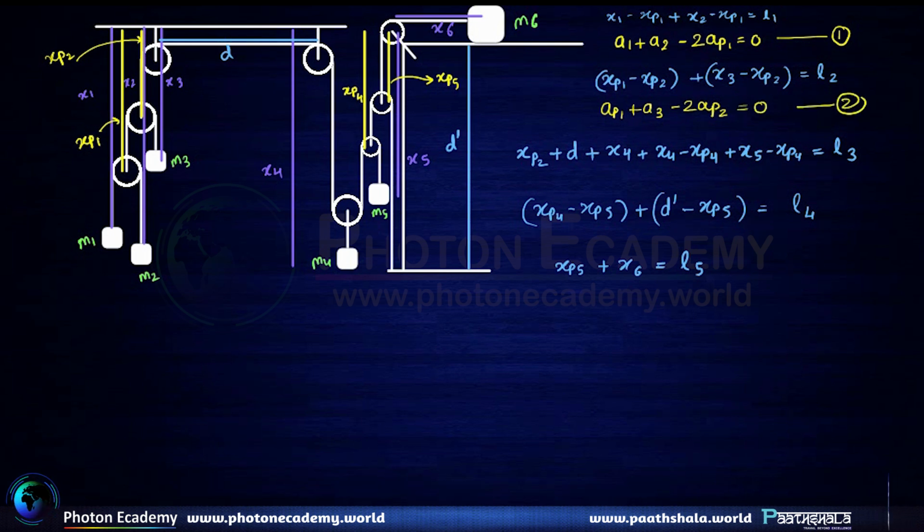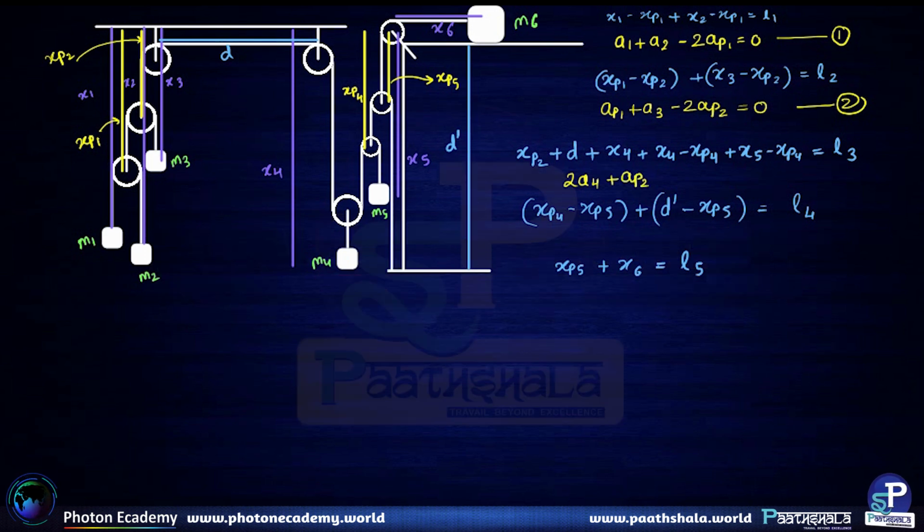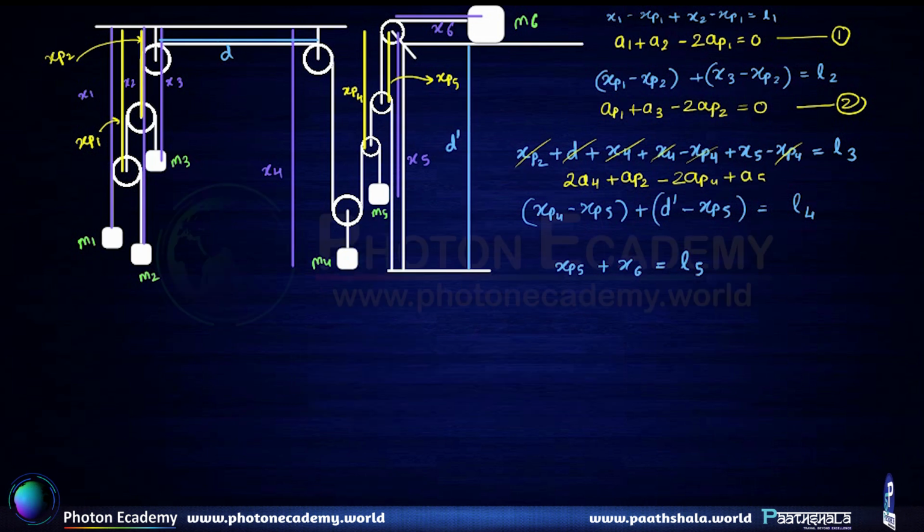On double differentiating this, we get 2 times a4 plus ap2 minus 2 times ap4. So that covers this term, this term, this term; this term goes away to be 0, this term, and what we are left with is plus a5 equal to 0. So this is equation number 3 that we get.